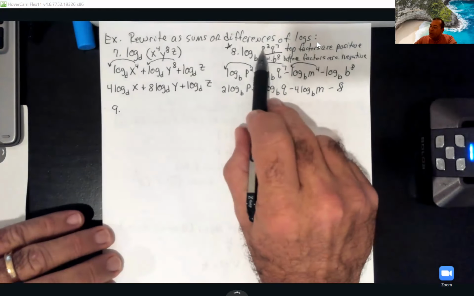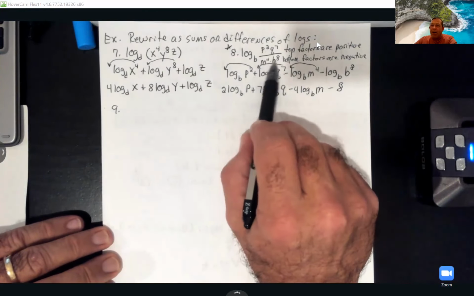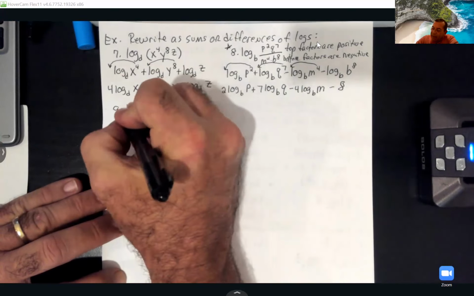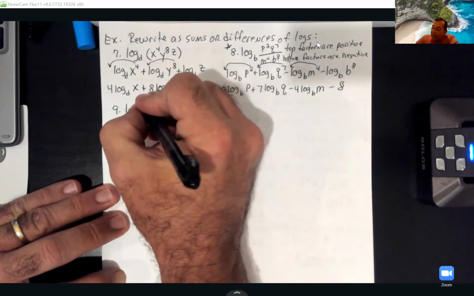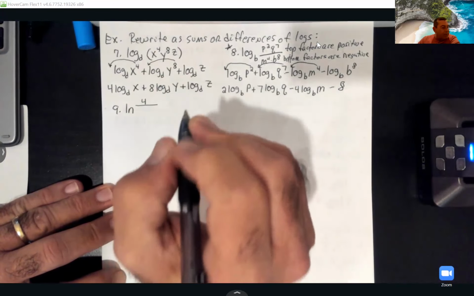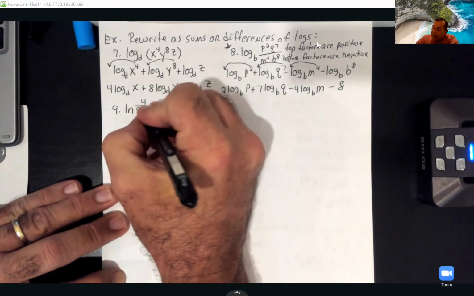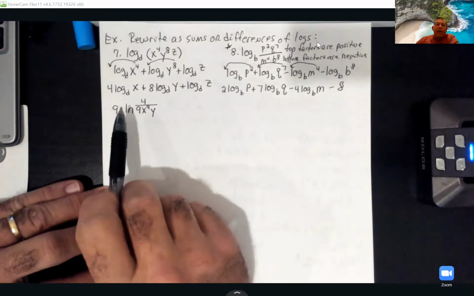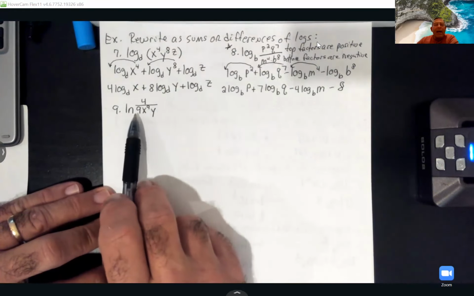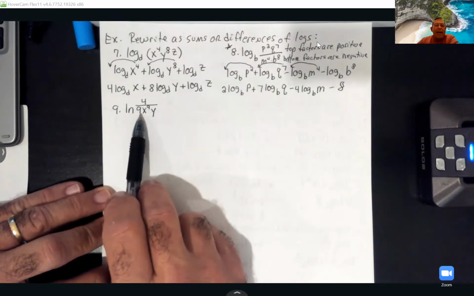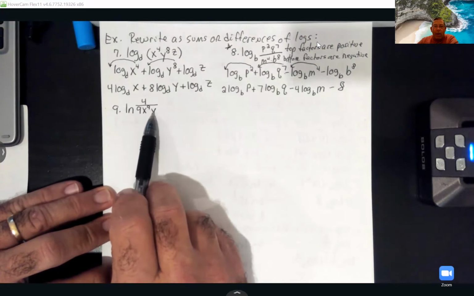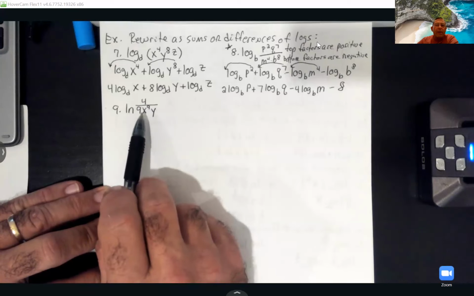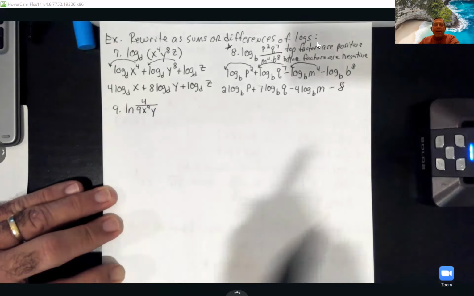So you just got to get used to the top factors being positive, the bottom factors being negative, okay? So here's going to be one using the LN. LN of 4 over 9 x to the 9th y. All right, so look at this. I got one factor on top. I got 3 factors on the bottom. I got a 9, x to the 9th, and a y. So when we rewrite this, the top factor is the only one going to be positive. All 3 of these factors will be negative.